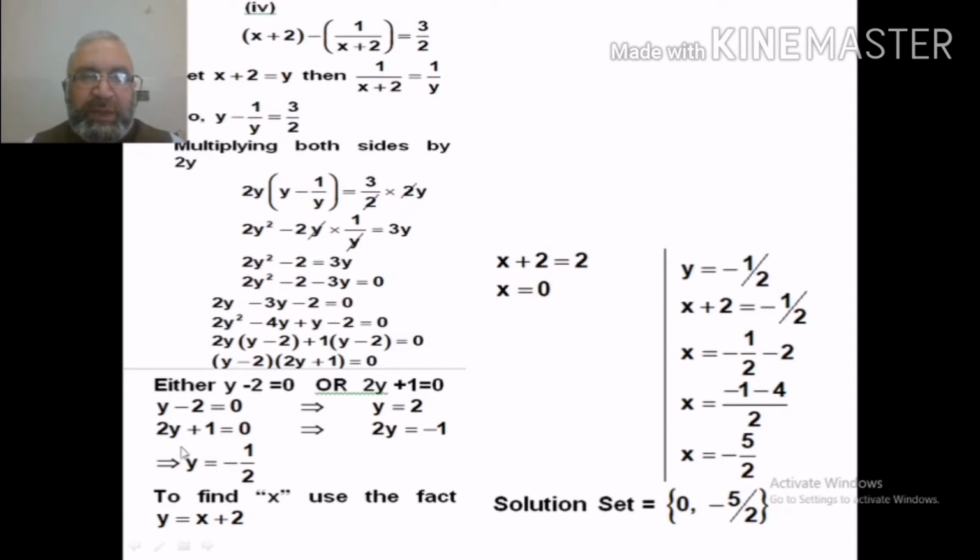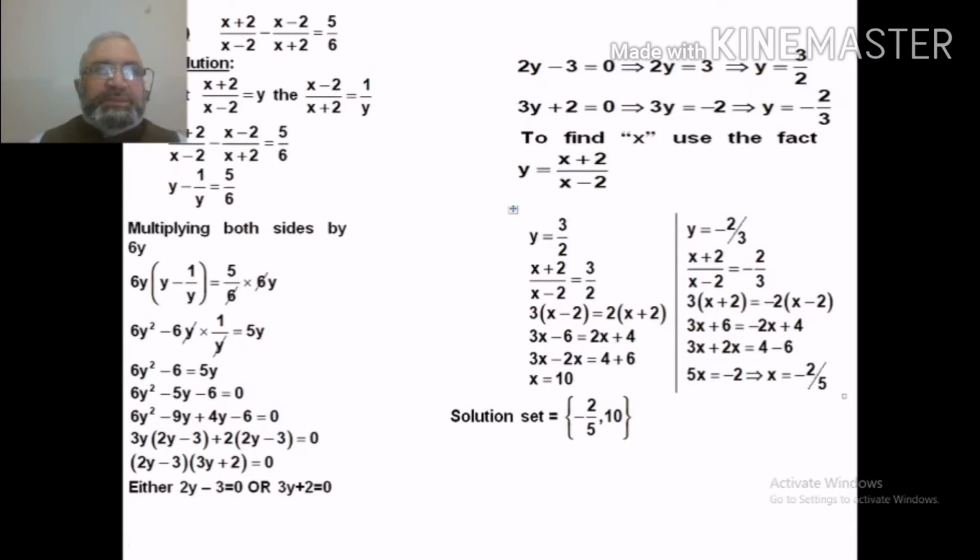Second, y is equal to minus 1 over 2. So this becomes x plus 2 is equal to minus 1 over 2. Transferring 2 to the right hand side, x is equal to minus 1 over 2 minus 2, or x is equal to, taking 2 as LCM, minus 1 minus 4, or minus 5 by 2. Thus the solution is 0 and minus 5 by 2.